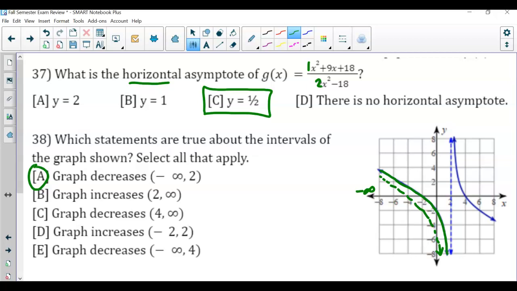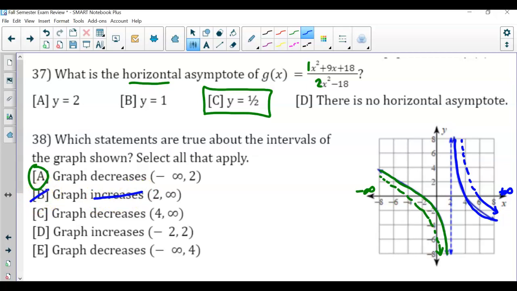Then B, we're talking about from 2 to infinity. So here's our positive infinity. So again, we're talking about from 2 to infinity. Read it left to right. What direction is our graph going? It's decreasing, not increasing. So B is not an answer.